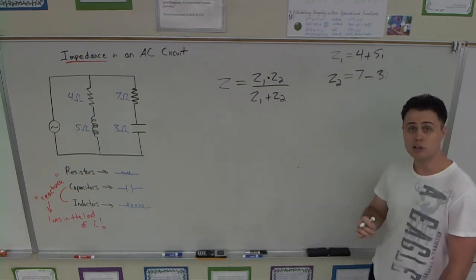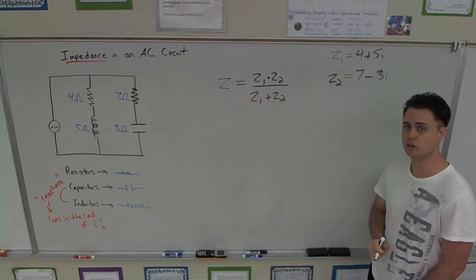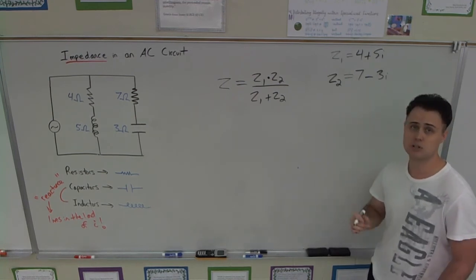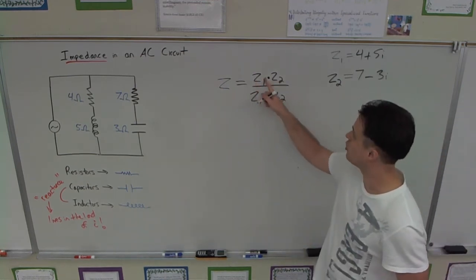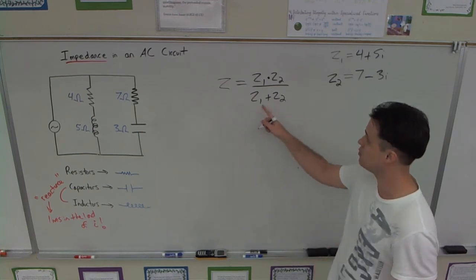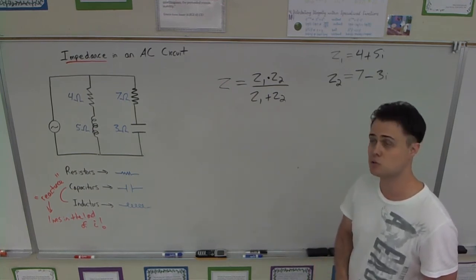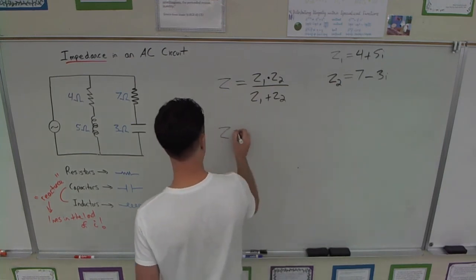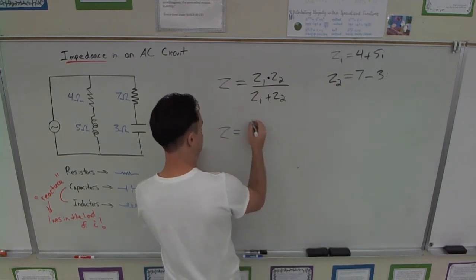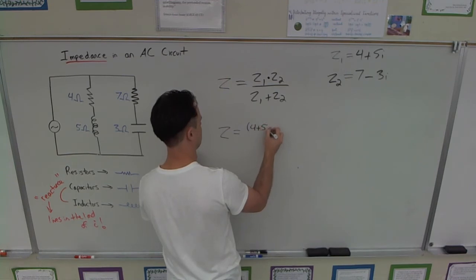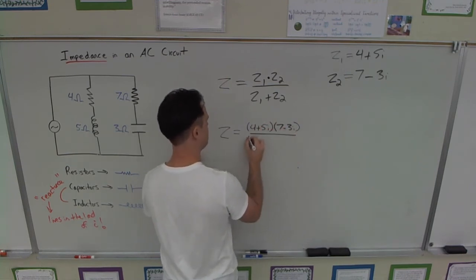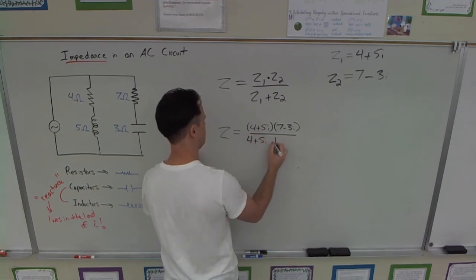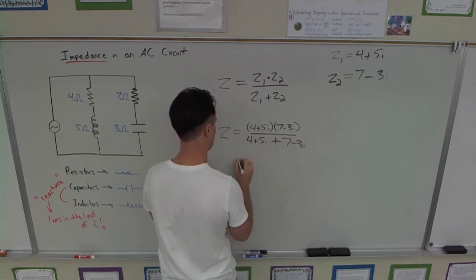Okay, so you learned a little bit of physics, at least hopefully you learned a little bit about some basic circuit stuff. So now we're going to do the algebra computation. That's just numbers. So the overall impedance for the circuit as a whole is going to be the product of those two parallel branches divided by the sum of those two parallel branches, and we'll see what happens. So on top we're going to have the product, so I'm going to go (4 + 5i) times (7 - 3i), and on bottom I'm going to take their sum, (4 + 5i) + (7 - 3i).